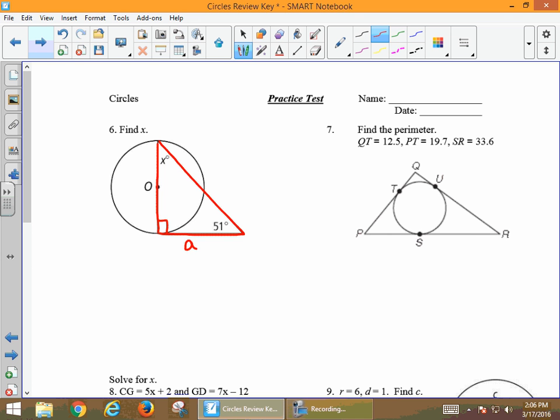And I know that the sum of the angles of a triangle has to be 180. So let's add the angles up. X plus 90 plus 15, now that would be x plus 105. And we know that the sum of the interior angles has to be 180. Subtract 105 on both sides, and x equals 75 degrees.